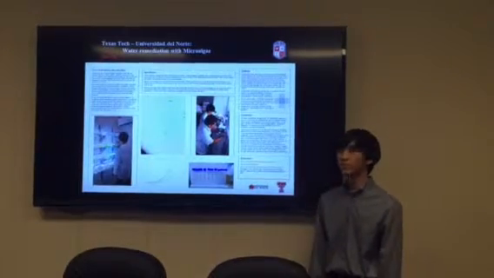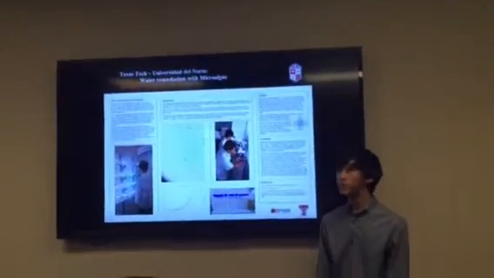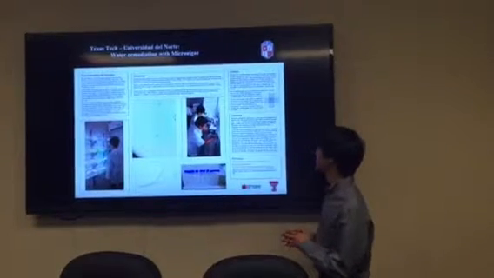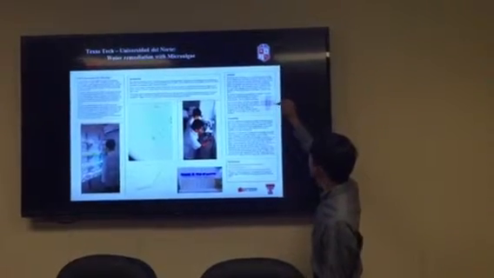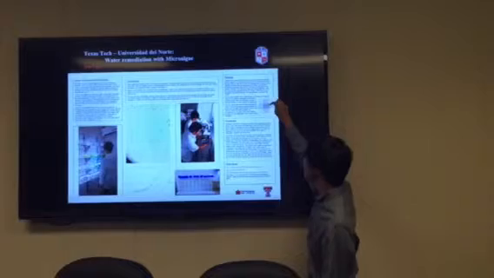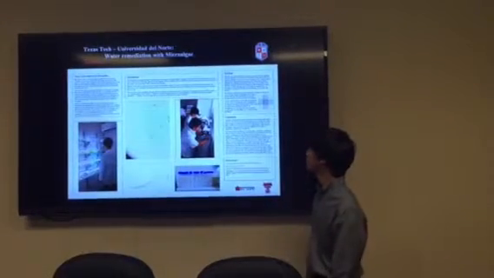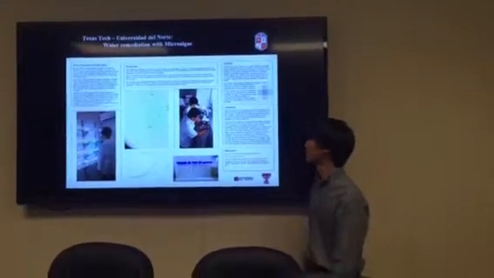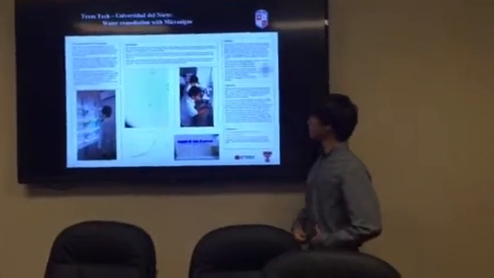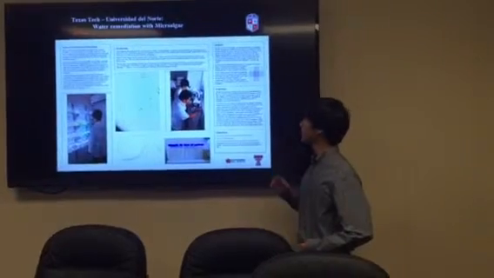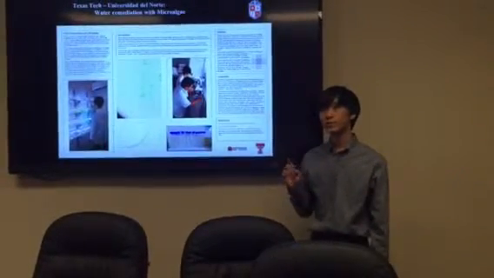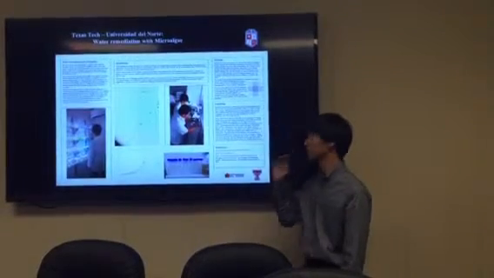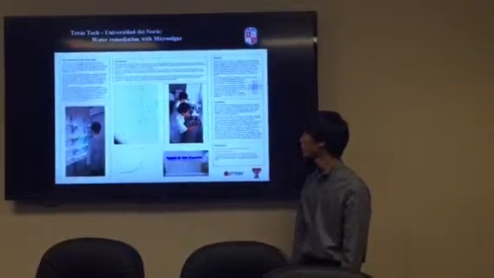To count the algae, we would use a Neubauer chamber, which is this right here, and we would use it on a microscope. I would count the amount of algae in each corner and the center, and then I'll multiply that by the total number of squares in the center here to get the total amount of algae. After that, we would also do a spectrophotometer test on the algae, another test to see how much algae is in the water.